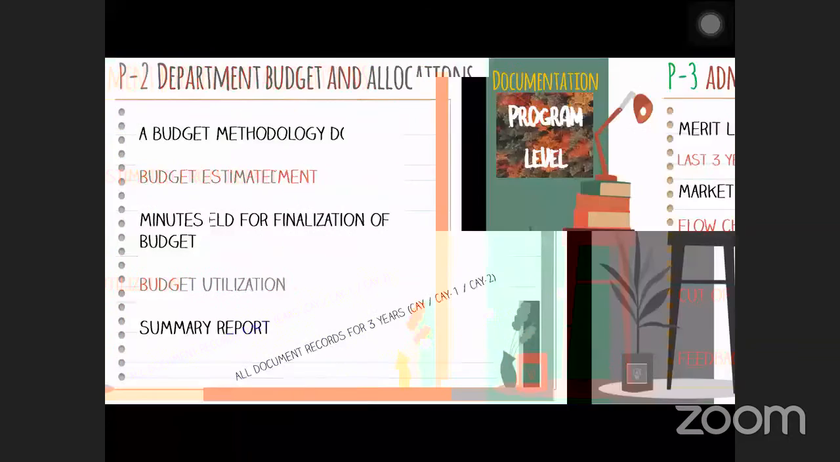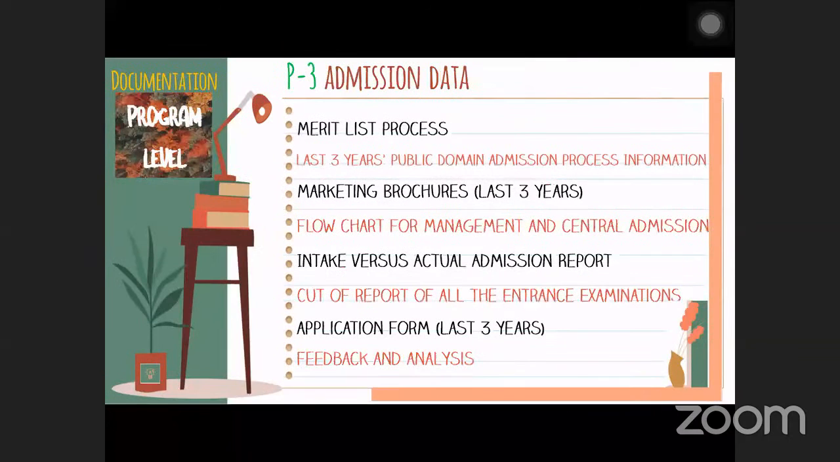Now move on to the next file, the program level documentation, file number 3, P3. This is related to admission data. What should be the content of this file? We should have the merit list process. Then we should have the last 3 years' public domain admission process information. Then we should have the marketing brochures which are used for attracting the students for admission to our campus.